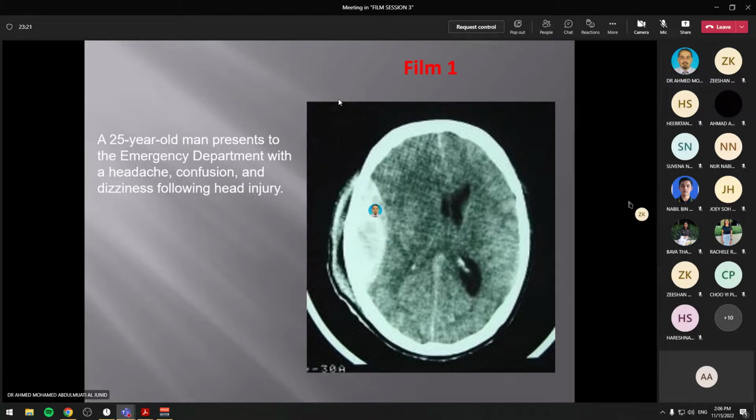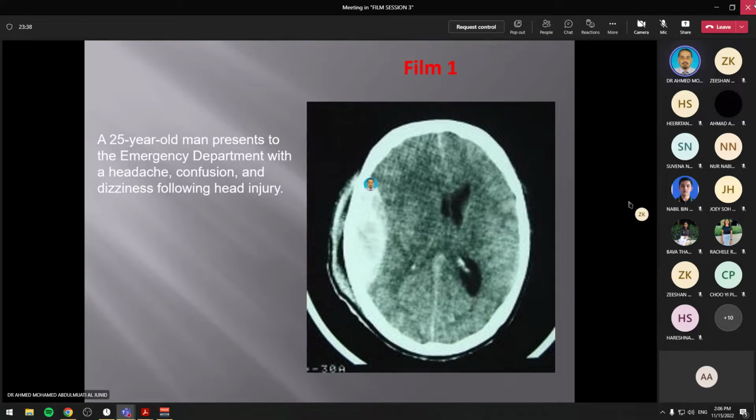Like this one, it is hyperdense because it is brighter than the brain parenchyma. So the density here is hyperdense. Then number two, the shape or the characteristic of the lesion. Number two under description, the shape or characteristic of the lesion.